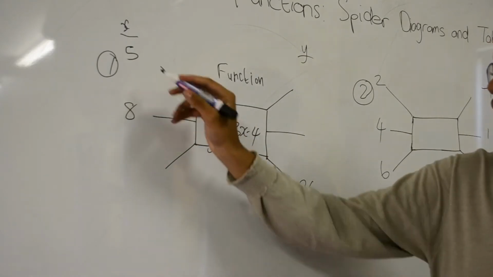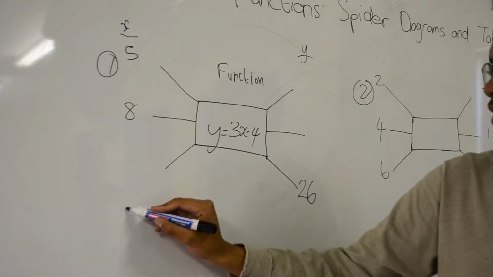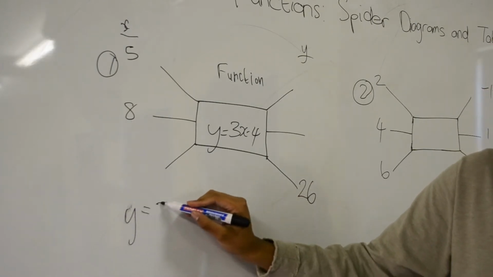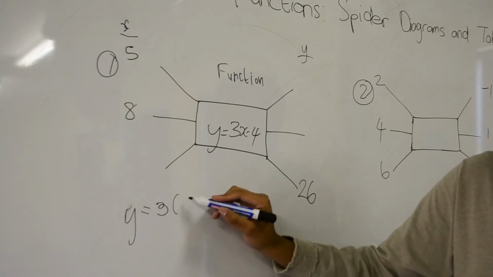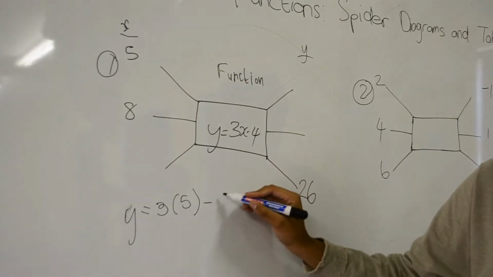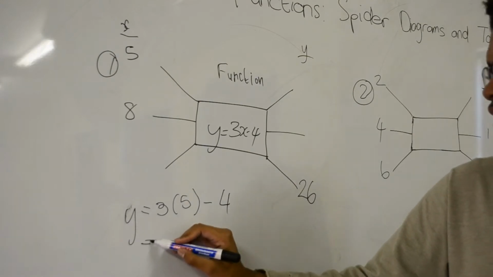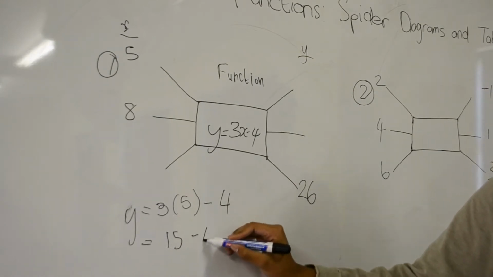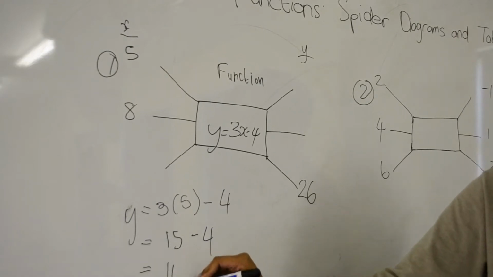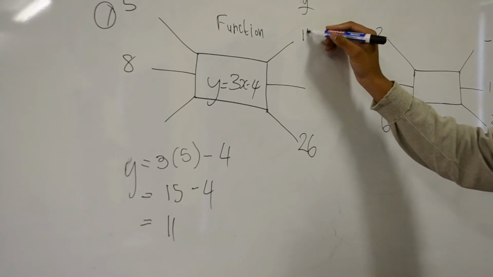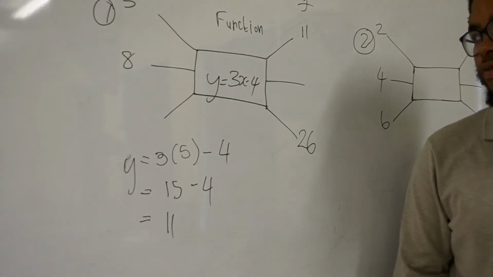So for number 1, I have y is equal to 3 multiplied by 5, because I'm using my 5 wherever my x was, minus 4. Then 3 multiplied by 5 is 15 minus 4, and 15 minus 4 is equal to 11. Okay, so I'm going to fill in that 11 over there for y.